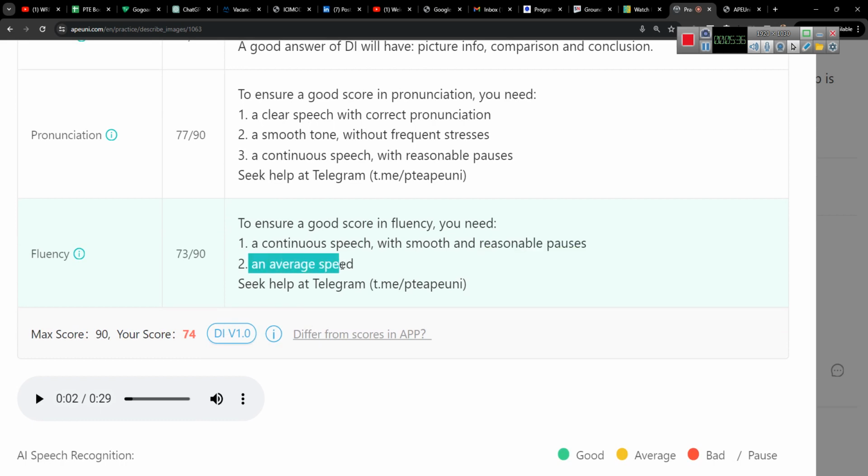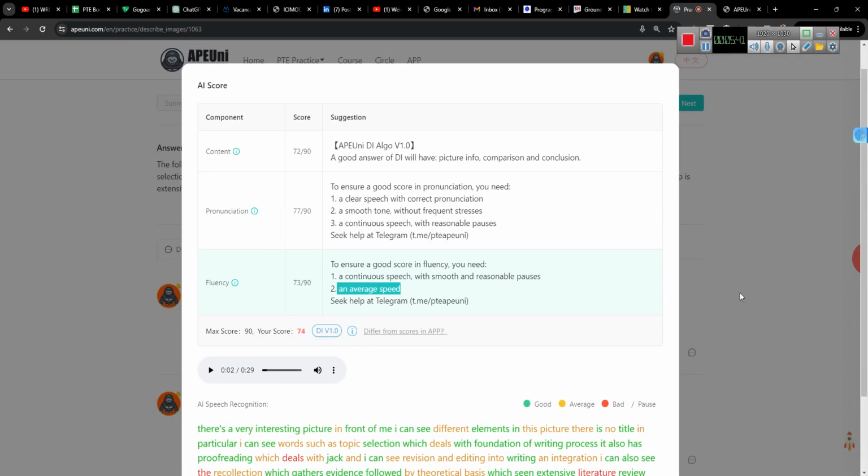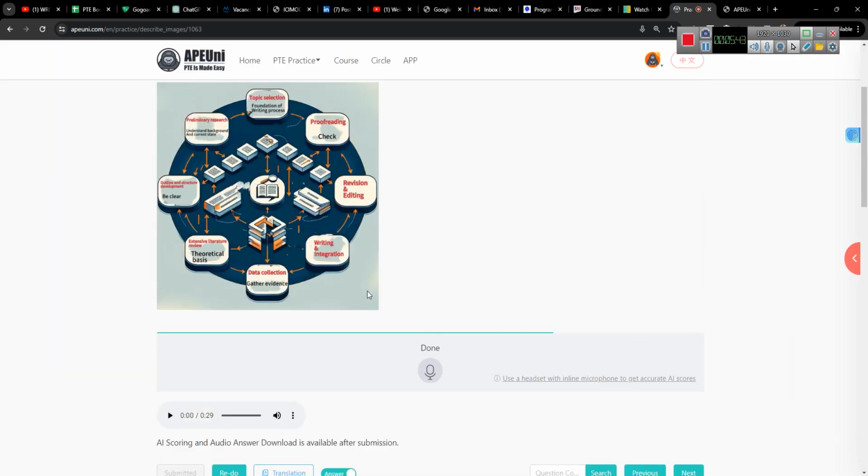And you should also speak at an average speed, not too fast, not too slow. Okay, so let me do this question once again. And I do not follow any template in particular. I just look at the chart, do my self analysis in short, and just speak it out. I do not actually do any kind of analysis in particular.